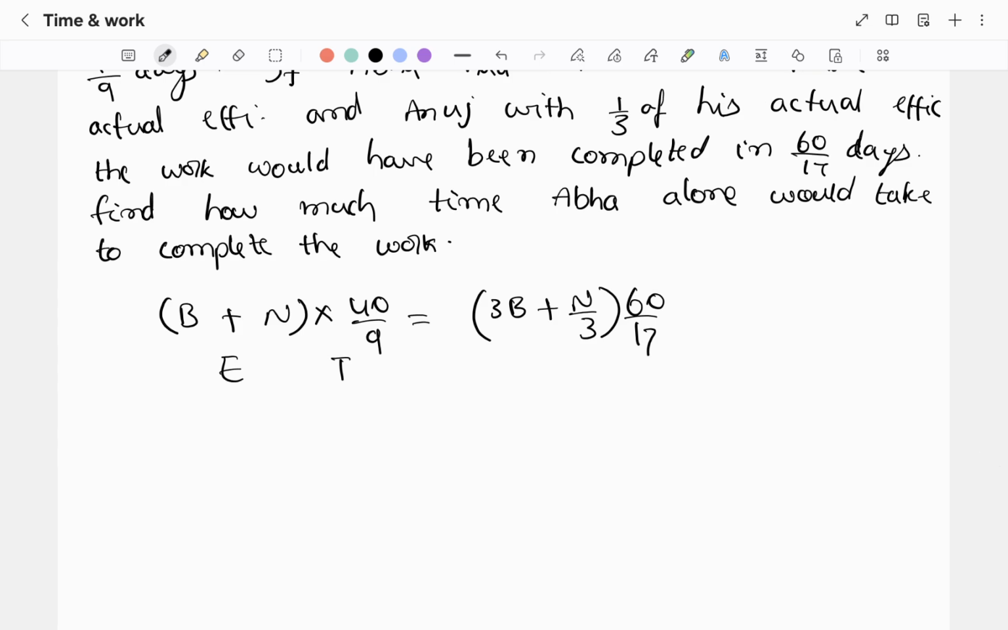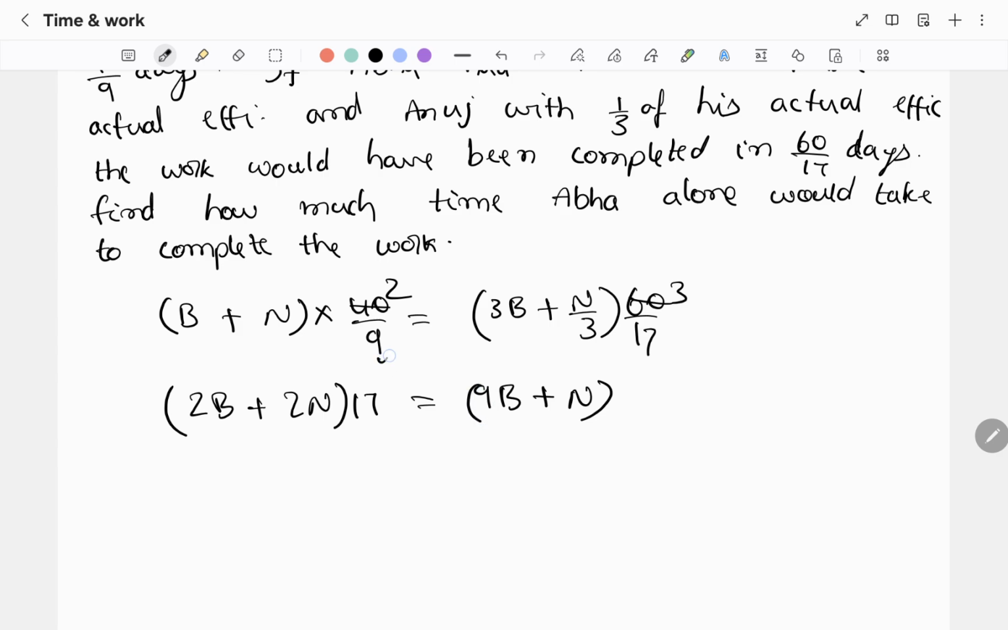Now if I cancel the 2's and the 3's, transpose 9 to that side and 17 to this side. First of all, if I multiply 2, 2B plus 2N. Now 17 to this side, which is equal to 3 into 3B, 9B plus N by 3 into 3. The 3 and 3 get cancelled, N. Now this denominator 9 I am transposing to the right hand side. Now multiply 17: 34B plus 34N is equal to 81B plus 9N.